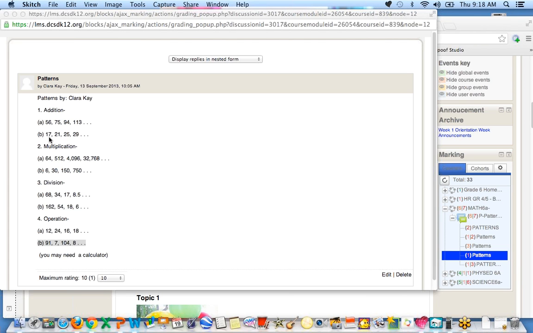This next one's really simple. It looks like she's just adding 4 each time, so we'll skip that one. Let's go down. Oh, this one looks tough. Wow, this is a multiplication pattern. So she's moving from 64 all the way up to 512, then up to 4,096, and then clear up to 32,768. Okay, I'm going to give you a hint.